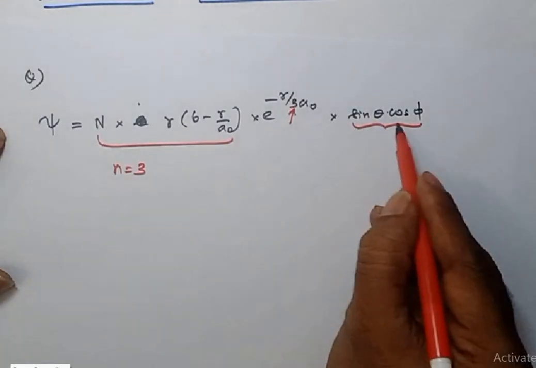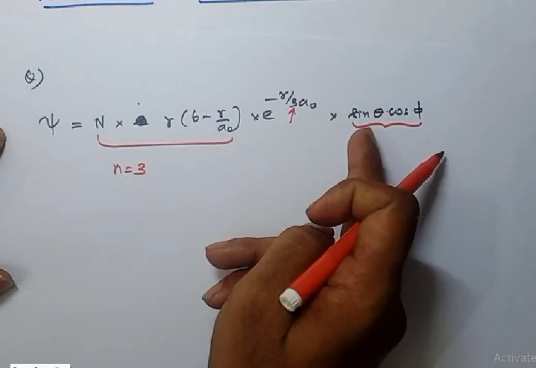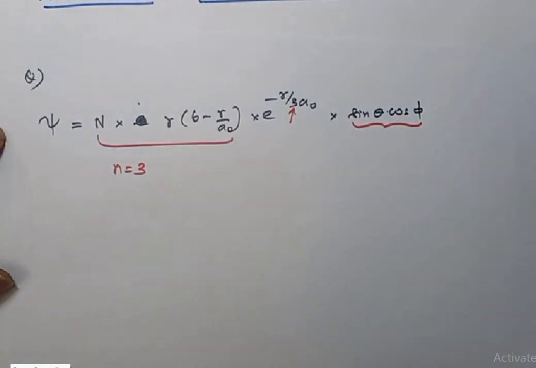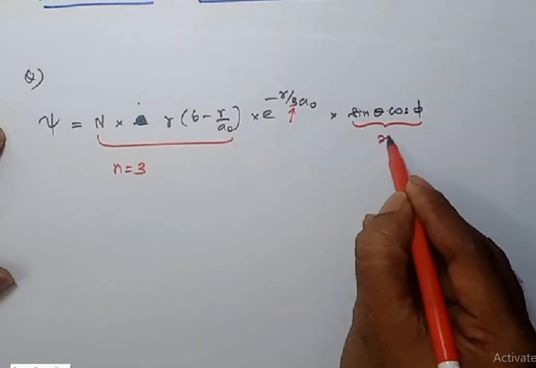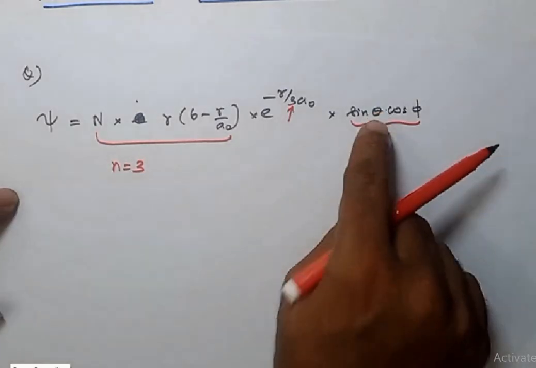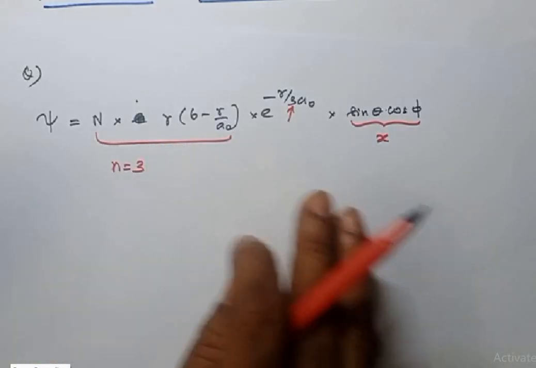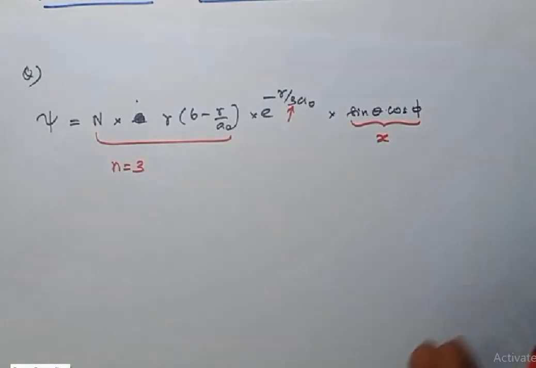Then sin theta into cos phi. This is characteristic of x or y or z. Sin theta, cos phi. So that corresponds to x. Yes, this is x. So it should be an x orbital, px orbital or py something. Okay. Listen.